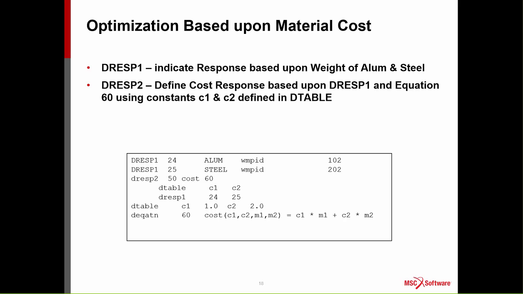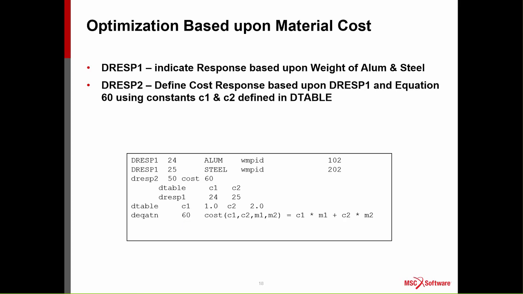We would have set up our two DRESP1s for our aluminum and for our steel, and they would have had material IDs 102 and 202, and they would have been called 24 and 25. And then one would have constructed a new response function using DRESP2, and it's going to have the name of cost, and it's going to have an ID of 50, and the 60 is going to refer to a particular equation.